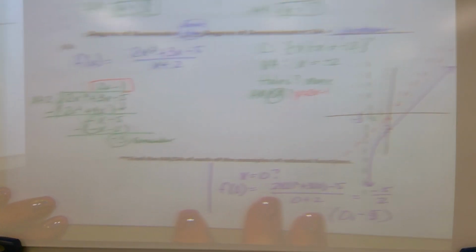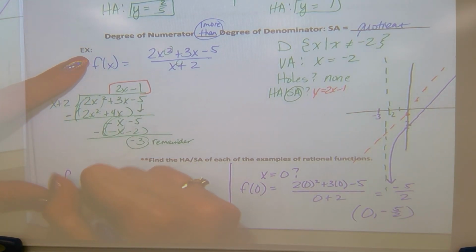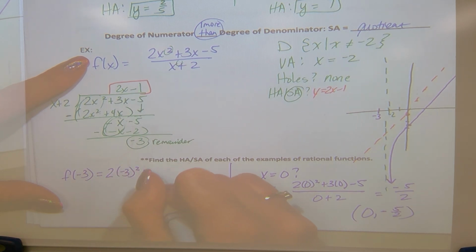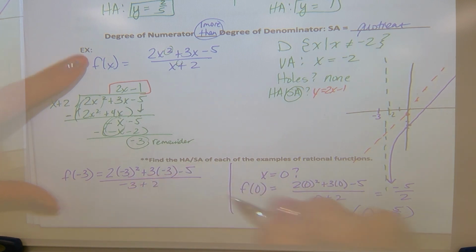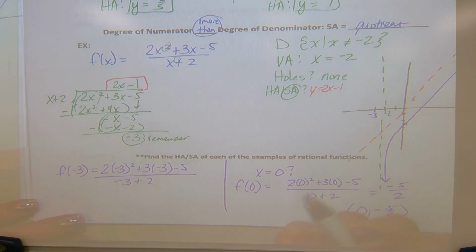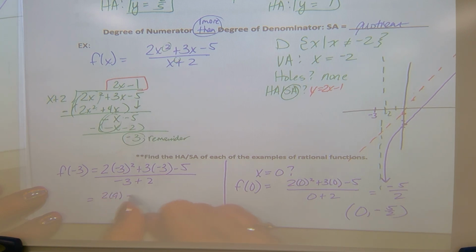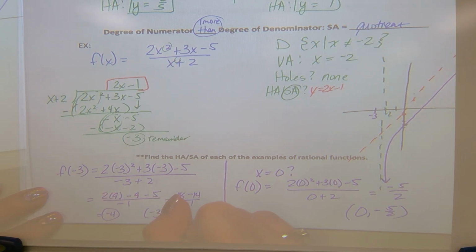So let's go back to our function, f of x, and find f of negative 3. We've got 2 times negative 3 squared plus 3 times negative 3 minus 5, all over negative 3 plus 2. Well, negative 3 plus 2 is just negative 1, so that's easy. My numerator becomes 2 times 9 minus 9 minus 5, and my denominator is negative 1. My numerator is going to be 18 minus 14, which is 4, but 4 divided by negative 1 is negative 4. So we find the point where x is negative 3, y is negative 4.